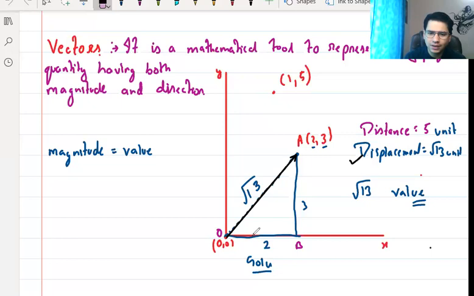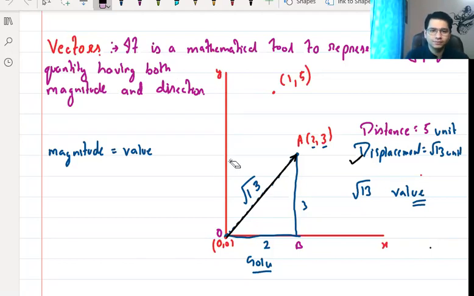Now, we will get a right angle triangle. This 2 is nothing but the x component, because it is in the x direction. This 3 is nothing but the y component because it is along the y axis. And this hypotenuse, which is the root of perpendicular square plus base square, is basically the length of this vector, also called the magnitude of the vector.